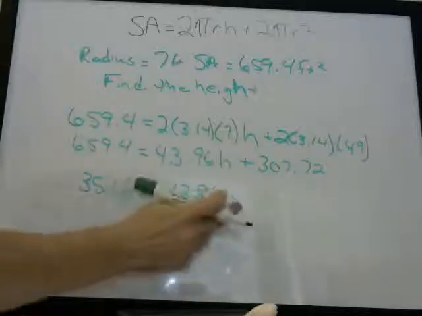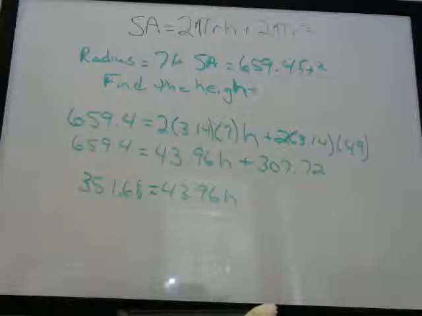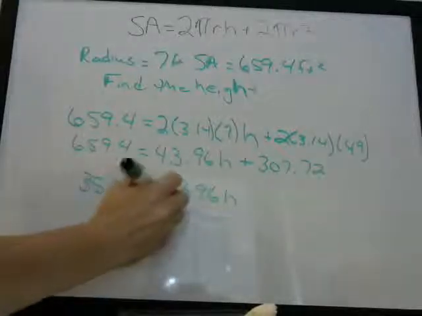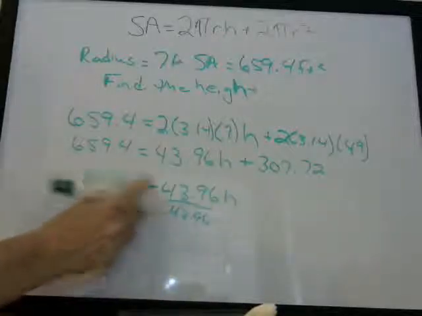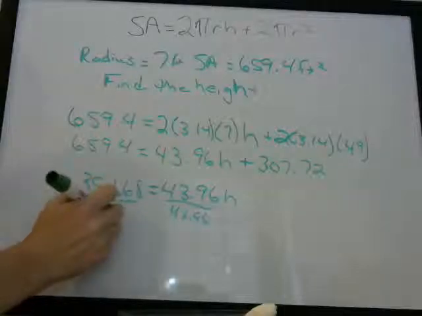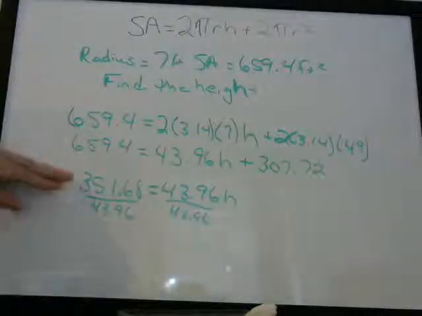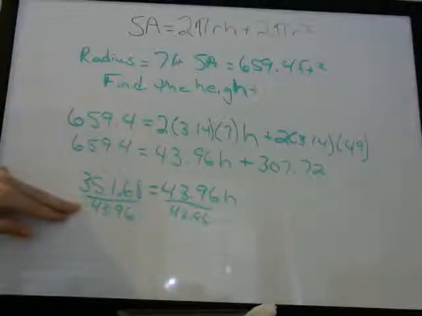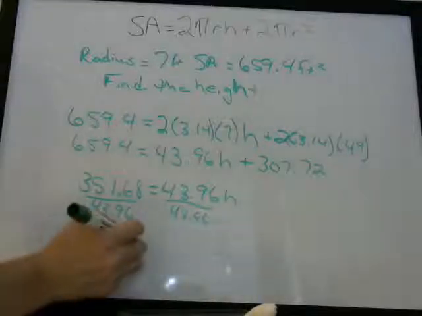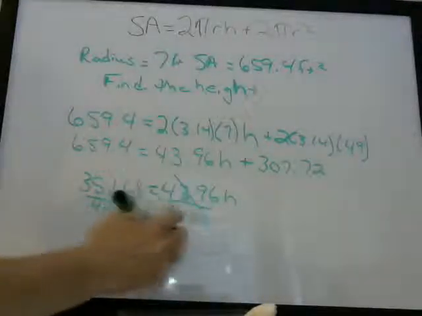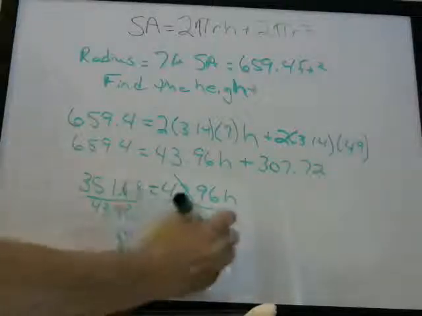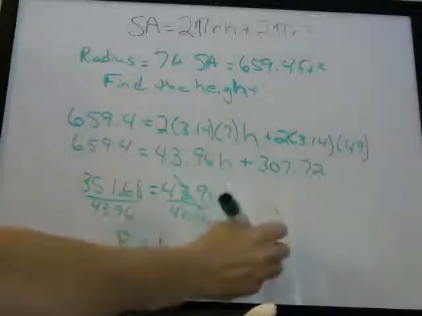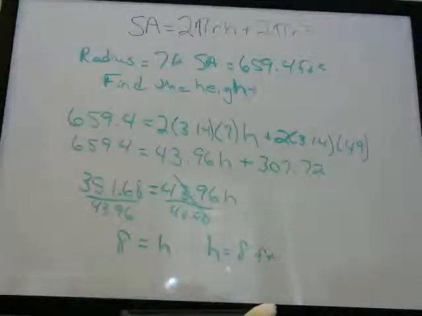Now we're going to solve for the height. How do we solve for the height? To get rid of the 43.96, we divide by 43.96. If we divide one side by 43.96, we have to divide the other side by 43.96. You plug this in your calculator. What is 351.68 divided by 43.96? And you get 8. This will cancel. You're left with h. So your height equals 8 feet. And that's the answer to that question.